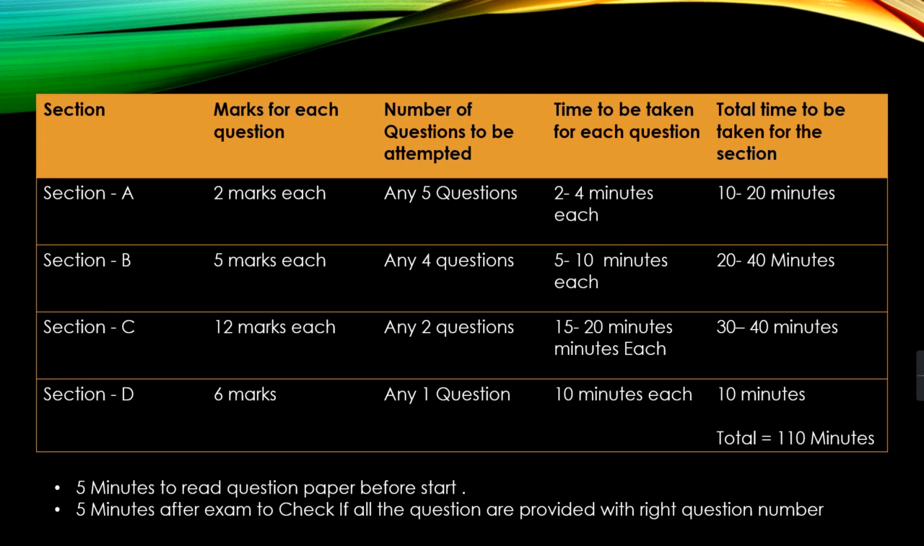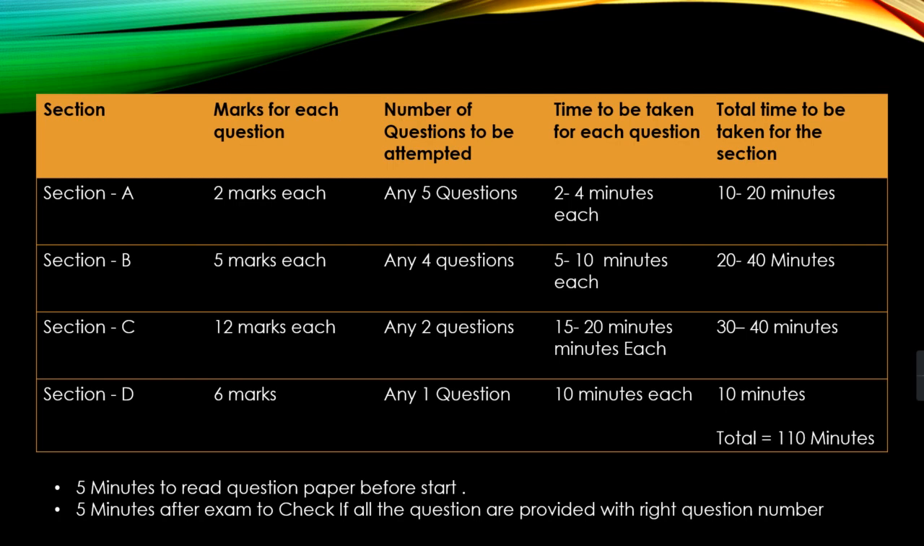Here you can see that I have segregated the 120 minutes plan. For section A, there are 2 marks questions each, out of which you need to attend 5. You have to spend 2 to 4 minutes for each question minimum. Obviously it is not possible to write a 2 marks question in 30 or 60 seconds. Obviously we will take at least 2 minutes.